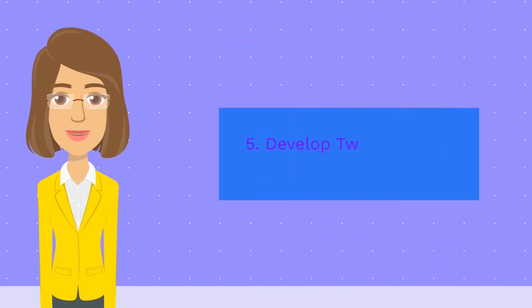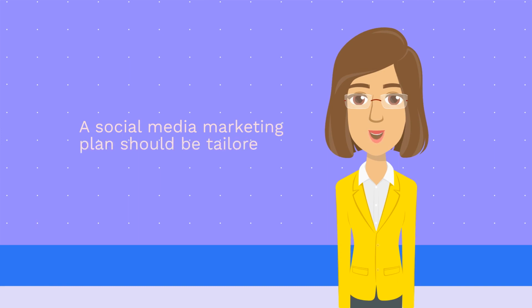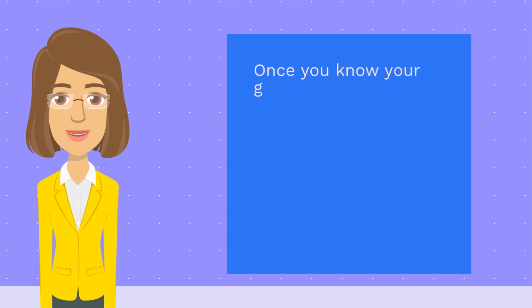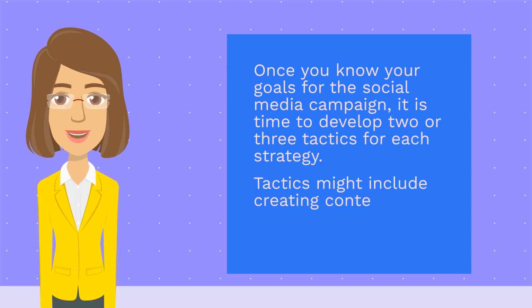5. Develop 2 or 3 tactics for each strategy. A social media marketing plan should be tailored specifically to the food business. Once you know your goals for the social media campaign, it is time to develop 2 or 3 tactics for each strategy. Tactics might include creating content, blogging, posting videos, etc.